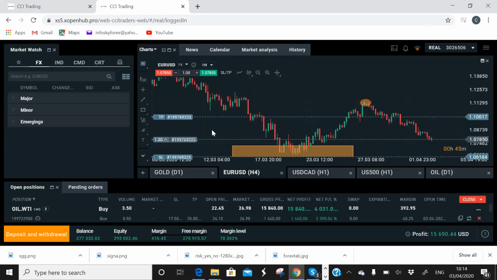Yes. This is live trading market. This is a real account. This is where you see a balance. I have a balance of 277,332. This is my equity. This is my margin. Fortunately for me, I have a profit of 15,606 here that is making profit now.